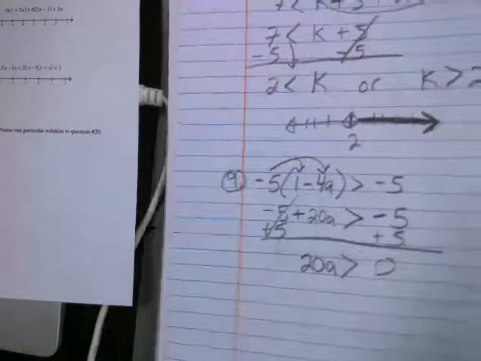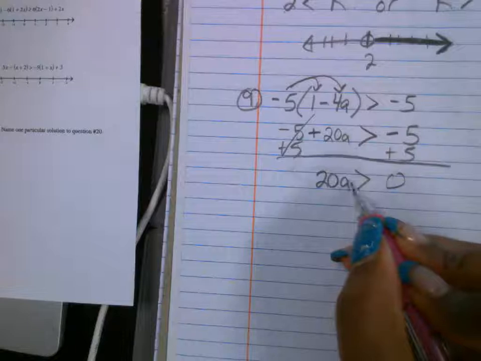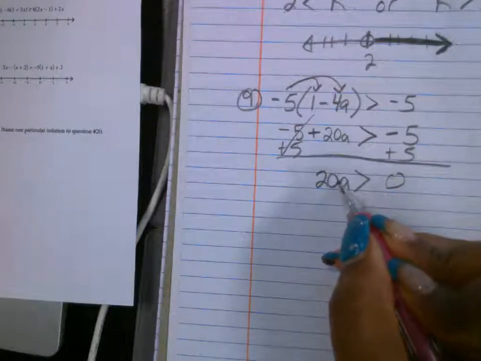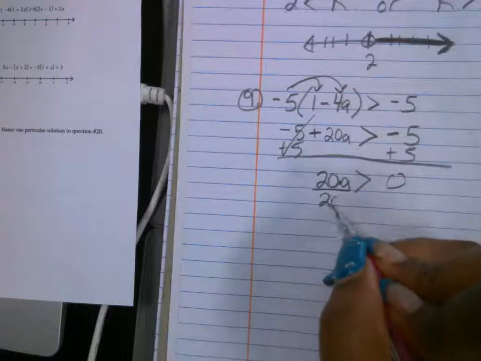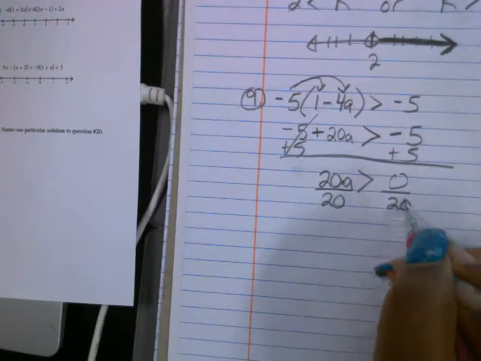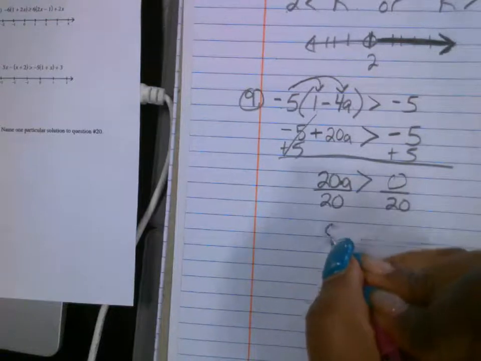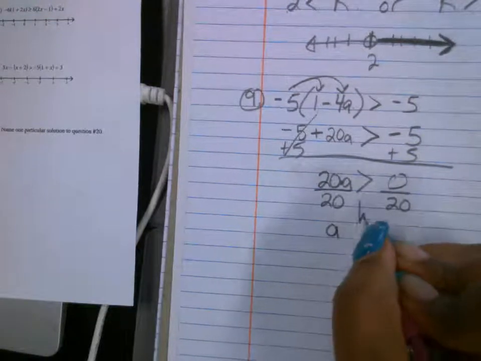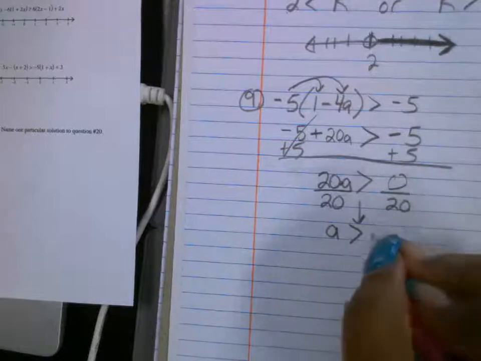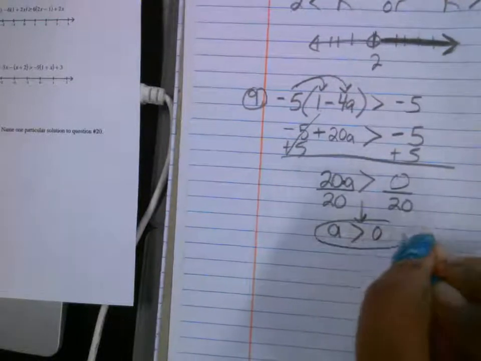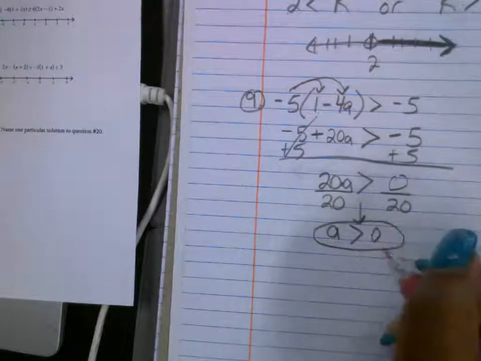Okay, we had a problem that looked like this a few minutes ago. To get rid of the 20 that's being multiplied to a, the opposite of multiplication is division. So you're going to divide both sides by 20. 20 divided by 20 gives you 1, so you're left with 1a. Bring down the inequality. 0 divided by 20 is 0. This is your answer here. a is greater than 0.